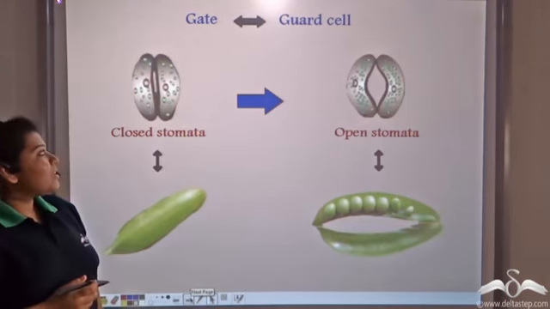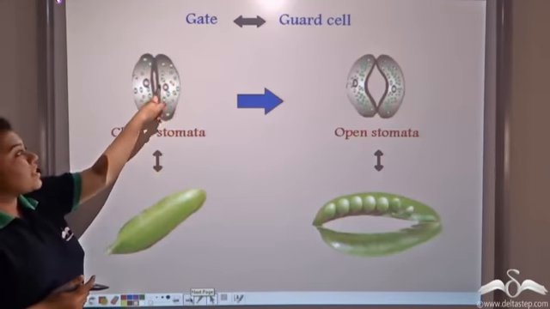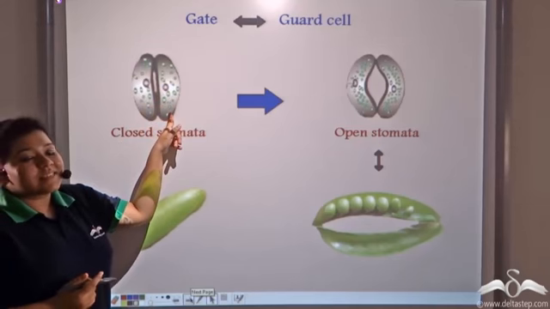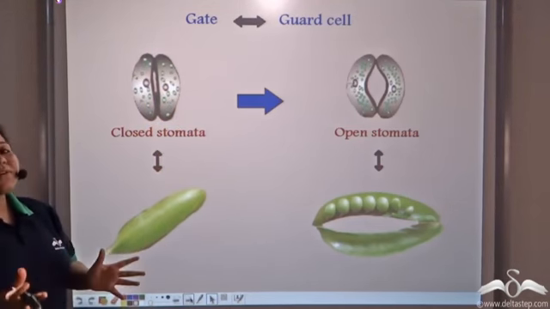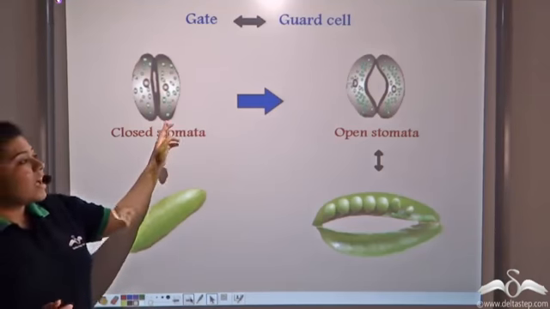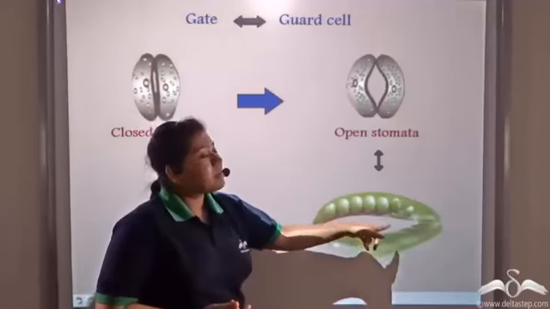Now, the stomata is guarded by guard cells on two sides, which act like gates. A closed stomata looks like a closed pea pod, and an open stomata looks like an opened pea pod.